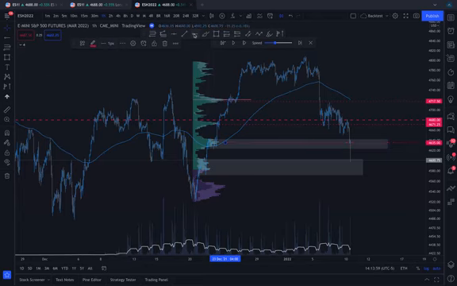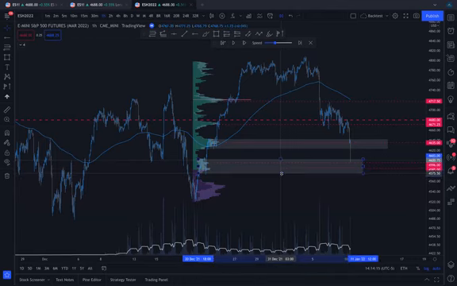Okay, so there's some volume there. There's a bit of volume here, but also there's this kind of ledge right there that I want to be aware of. So I've got these zones, right? This is where the volume is concentrated. And then in addition to these zones, I'll mark little lines where the highest volume is.